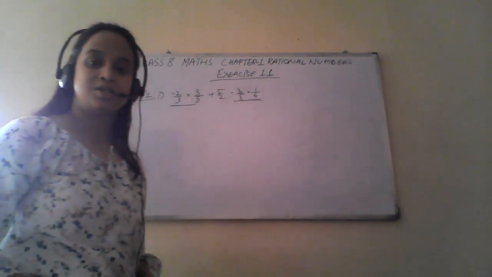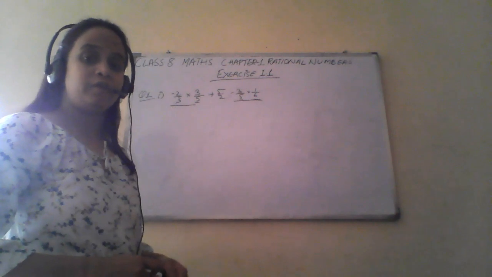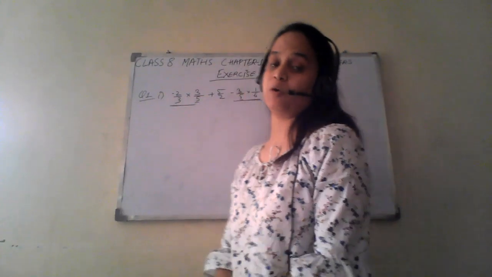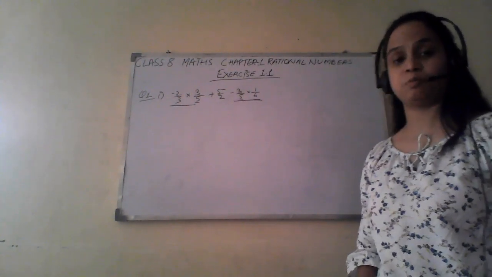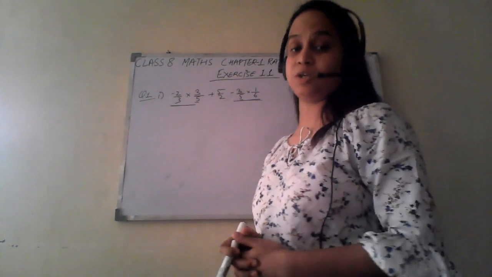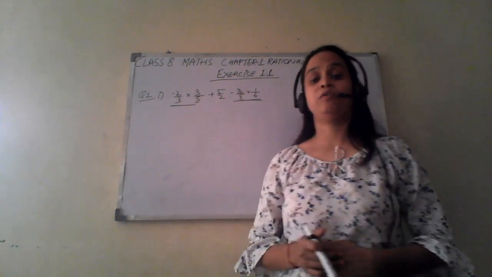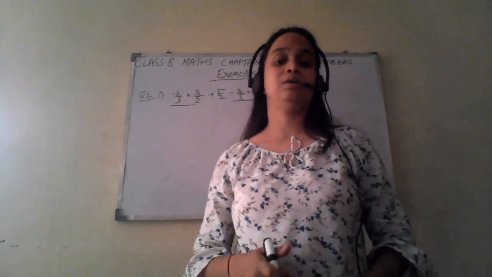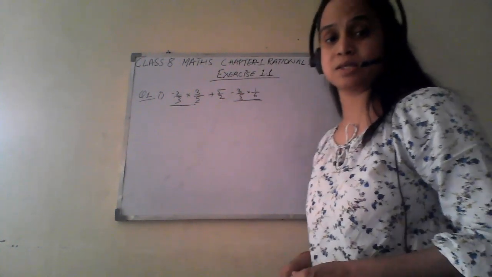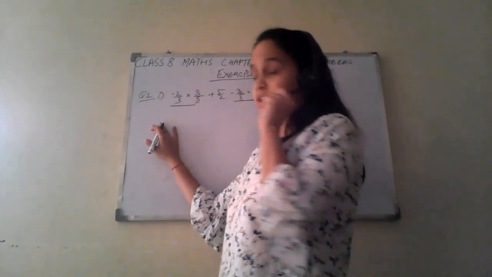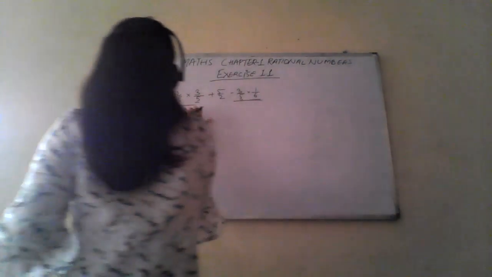Standard 8 Maths Chapter 1 Rational Number. Hello everyone, in our previous video we have studied various properties like property of closure, property of commutativity, property of associativity, and in this video we will learn how to apply these properties in questions. So we will be discussing exercise 1.1 in this video. Exercise 1.1, first question is this one.